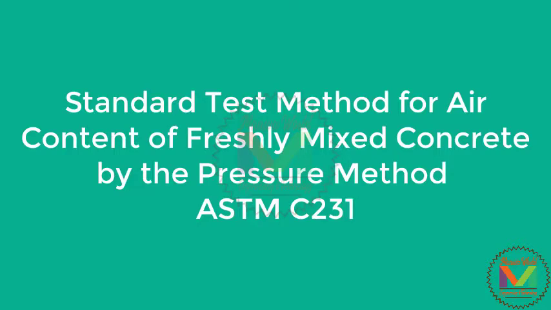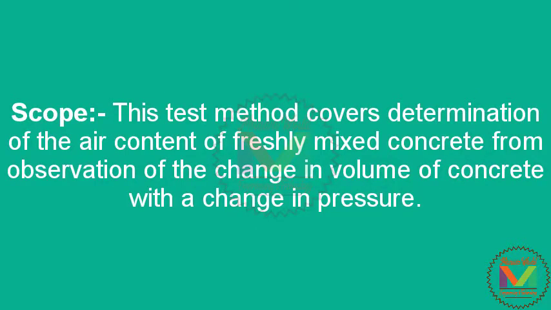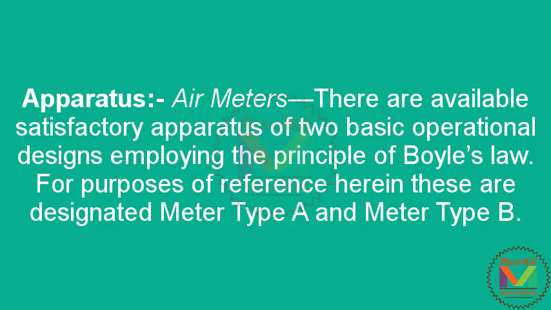I'm going to demonstrate the standard test method for air content of freshly mixed concrete by the pressure method, as per ASTM C231. First of all, I'm going to explain the scope of this test method. This test method covers determination of air content of freshly mixed concrete from observation of change in volume of concrete with change in pressure.